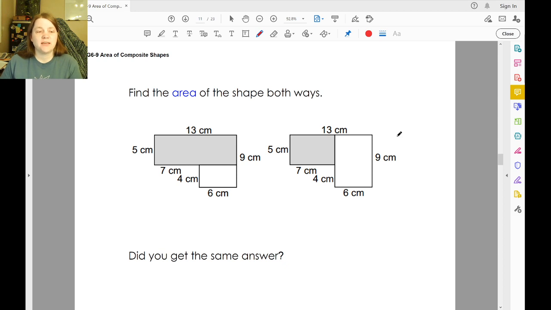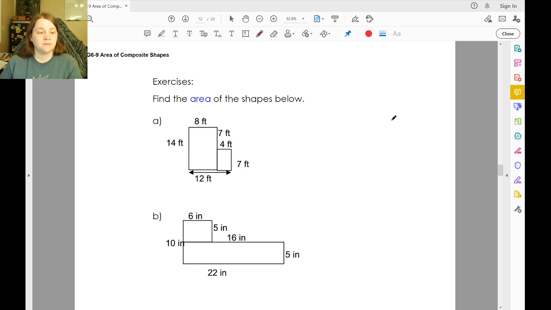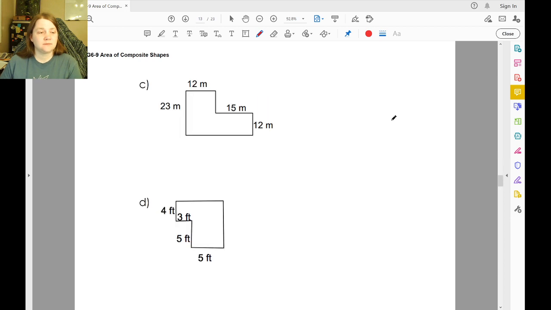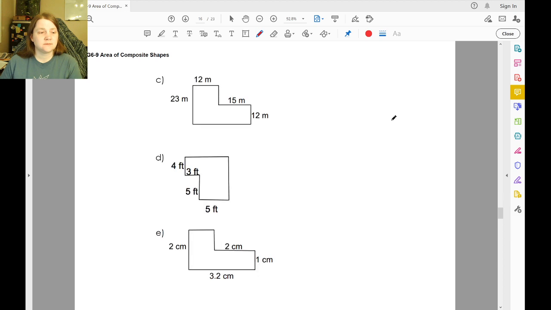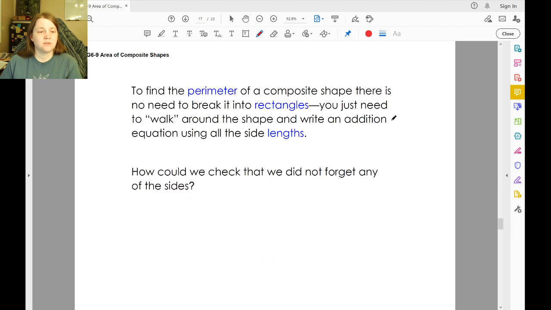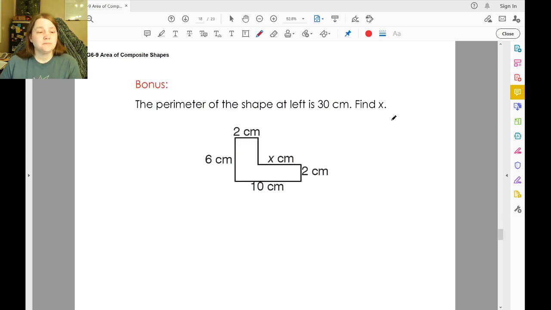I want you to find the area of the shape both ways. You are welcome to explore with this. Assuming that you do your math correctly, you will find they have the same area. I'm going to go through these. I'm going to let you pause on one of those if you want extra practice.